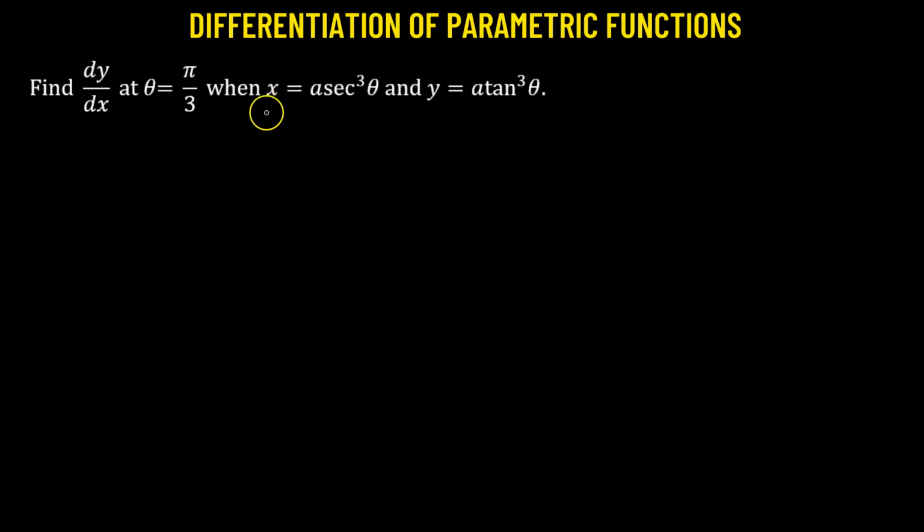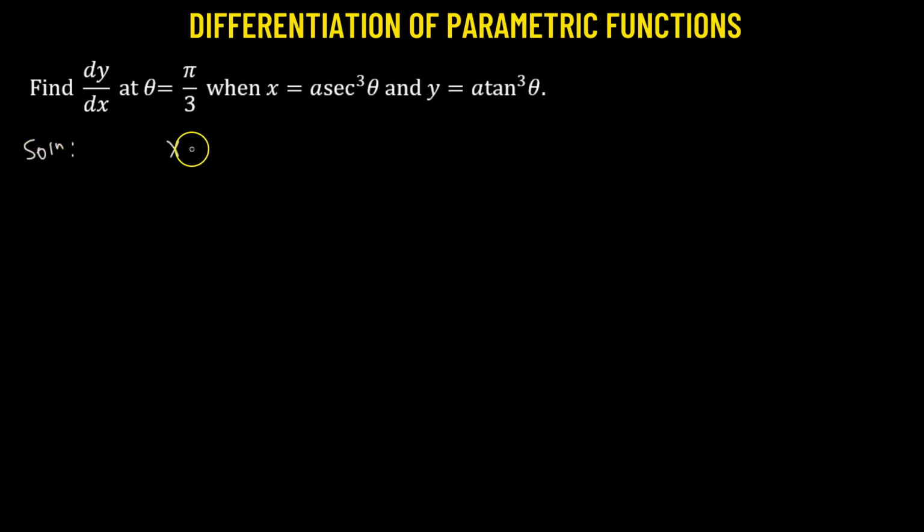We need to obtain the value of the derivative of y with respect to x at theta equals pi over 3 radians, whenever x and y are given in parametric form. That means x and y are dependent upon the parameter theta. So we'll begin with whatever we are provided with.